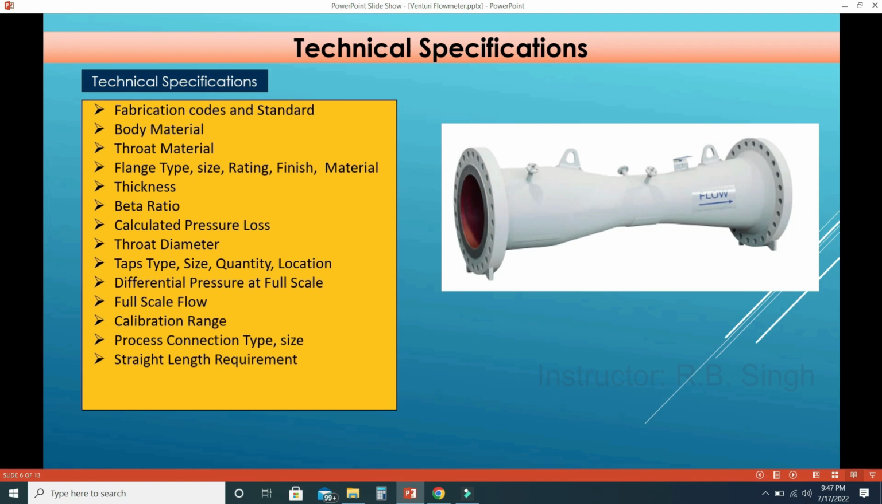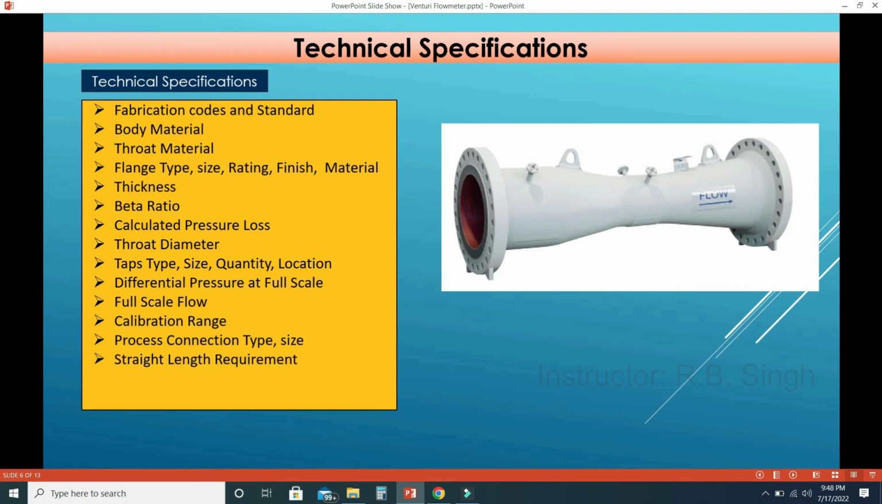Tap type, size, quantity and locations. Tap type means sometimes we consider NPT thread and sometimes we consider BSP. Normally we consider NPT taps, and size will be minimum 3 by 4 inch, half inch, 3 by 8 inch. These types of sizes can be used.